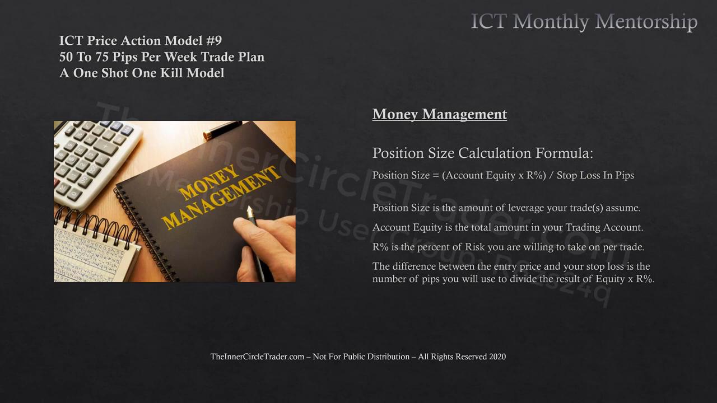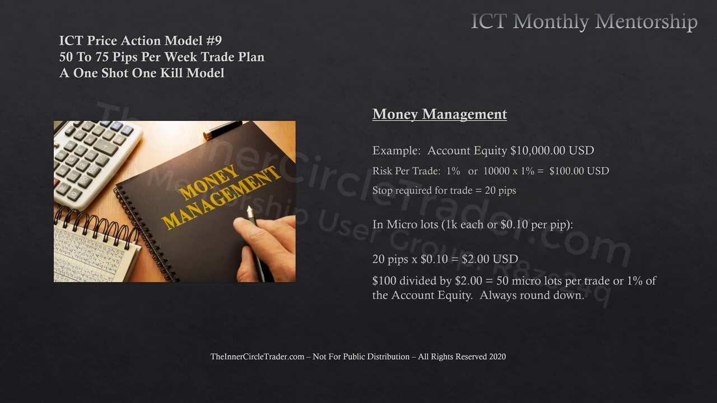The difference between the entry price and your stop loss is the number of pips you will use to divide the result of equity times R%. Example, account equity of $10,000. Risk per trade is 1%, or 10,000 times 1% equals $100. So the stop required for the trade is 20 pips.